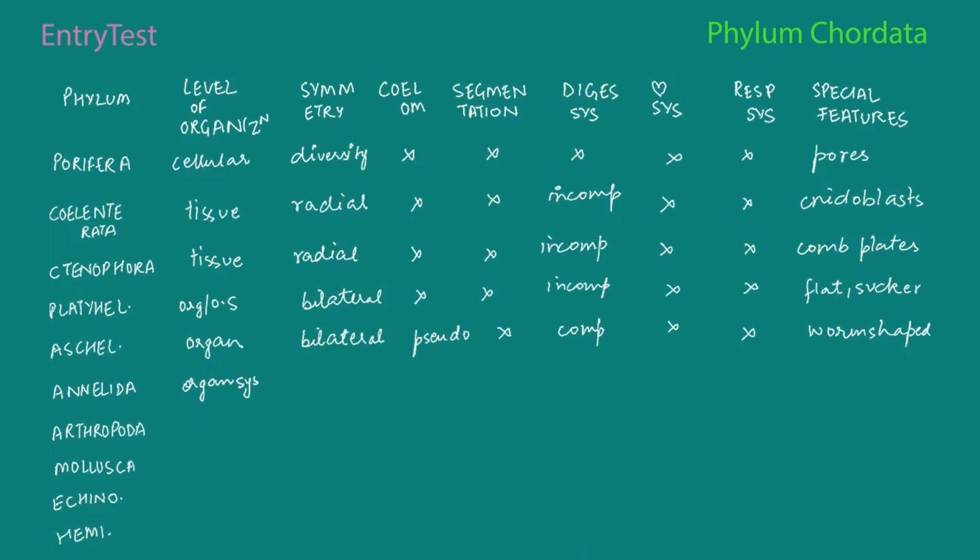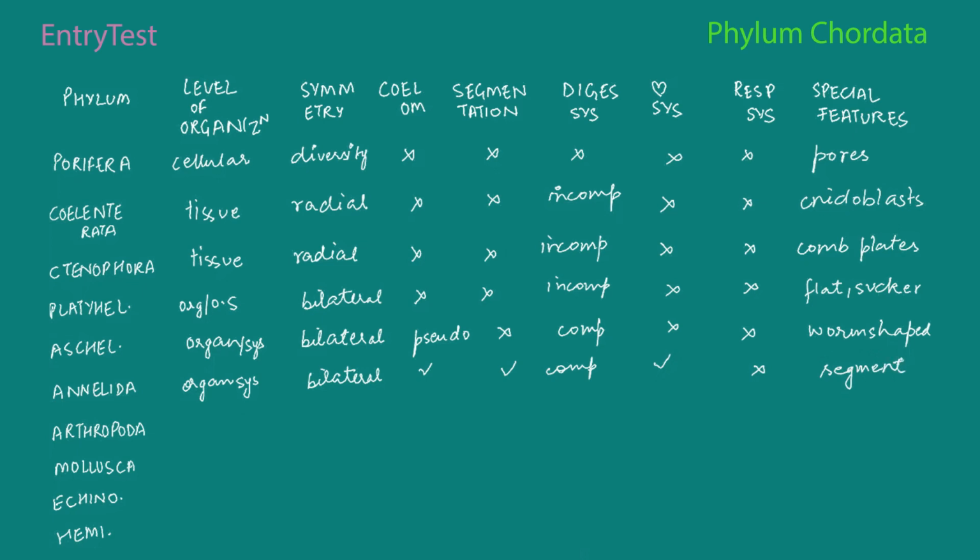About annelids, the special feature is that they have an organ system level of organization. Even in this case, it was organ system. The symmetry is bilateral. They do have a coelom, so we call them coelomates. Segmentation is present. Digestive system is complete. Circulatory system is present, but the respiratory system is absent. The special feature is segmentation, which is also known as metamerism.